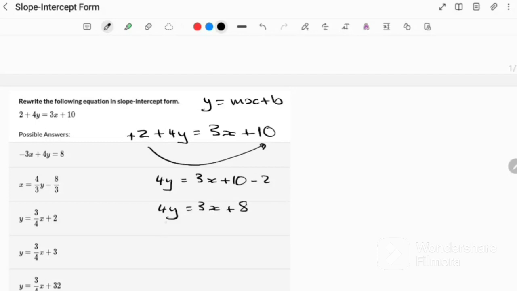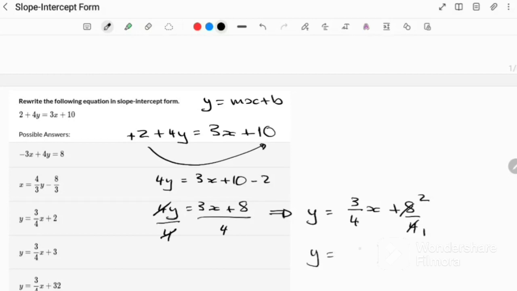Let's divide both sides by 4. And we're going to be left with, so this 4 and this 4 will cancel, y is equal to 3 over 4x plus 8 over 4. This will simplify because 4 times 2 is 8. So we have y is equal to 3 over 4x plus 2. This is our final answer, which is this option right here.